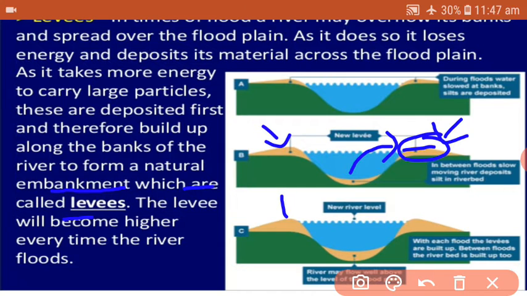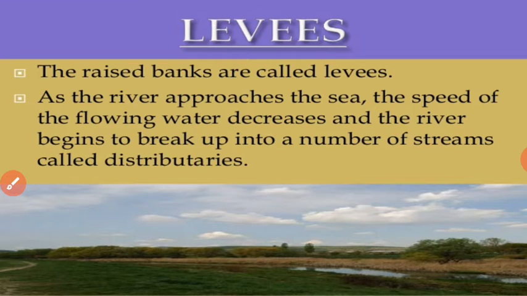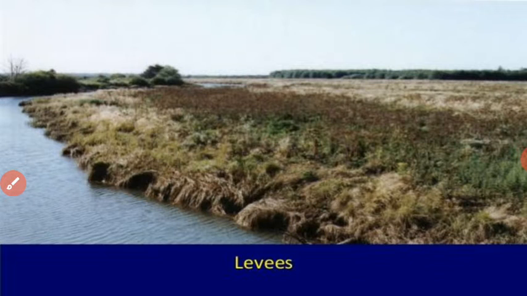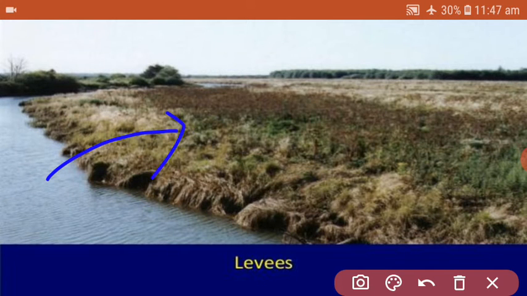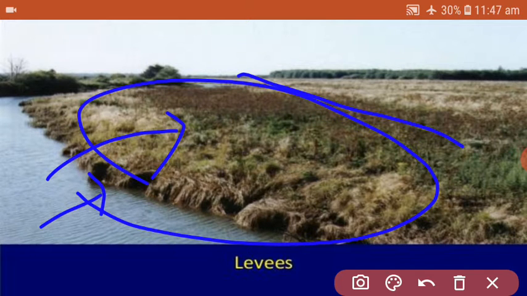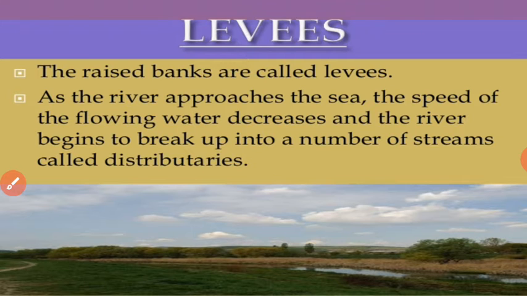So these are the areas of embankment. You can find in the next picture very easily. Here you have the picture of a levee. You can find that this is the natural area that is higher than the river, that has been built by the river itself when it has overflowed in the past years. So this is how the levees are created.